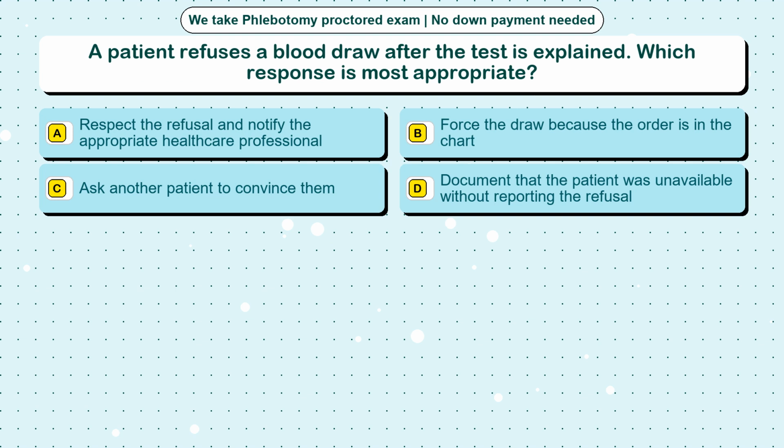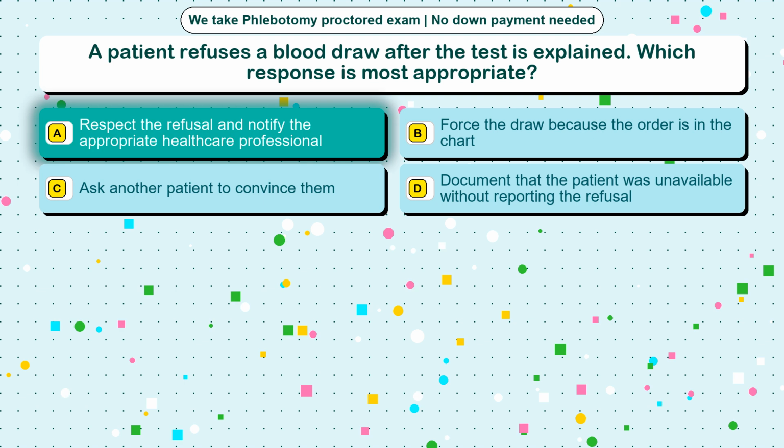A patient refuses a blood draw after the test is explained. Which response is most appropriate? Option A, respect the refusal and notify the appropriate healthcare professional. Option B, force the draw because the order is in the chart. Option C, ask another patient to convince them. Option D, document that the patient was unavailable without reporting the refusal.